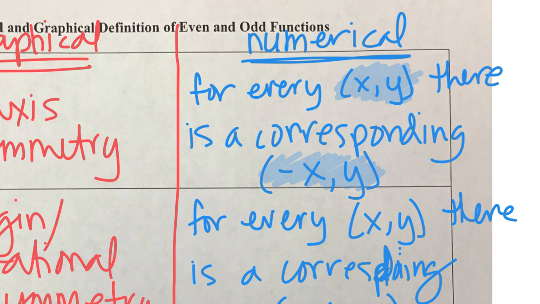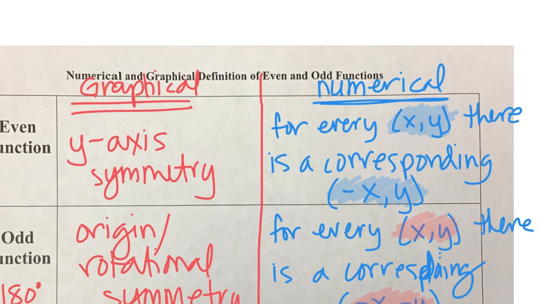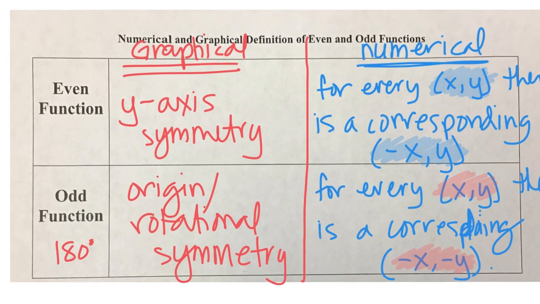Okay, so for odd functions with rotational symmetry, every point has an equal and opposite point on the other side of the origin. So the x changes signs and the y changes signs. Okay, and that's true for every odd function.